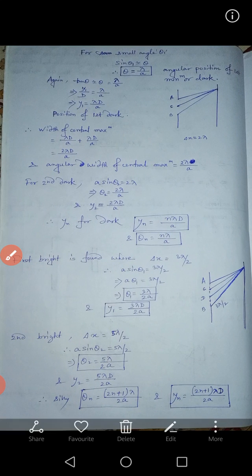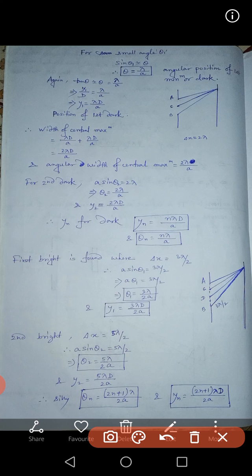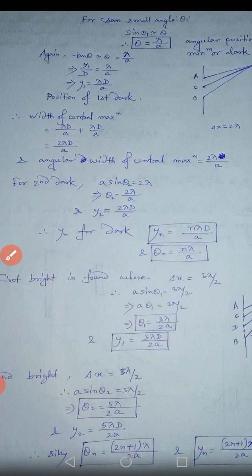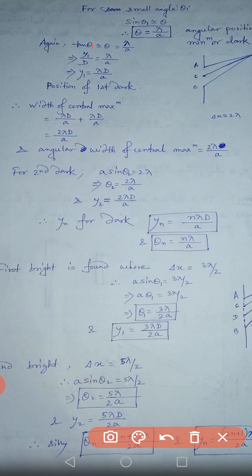Okay, so we'll find out y1 now. Theta 1 we got, this angle we got. So for that, this y1 is called the linear position. This is the angular position, this y1 is the linear position. How to get that? Since the angle theta 1 is a small angle, again this one you make, this is theta 1.